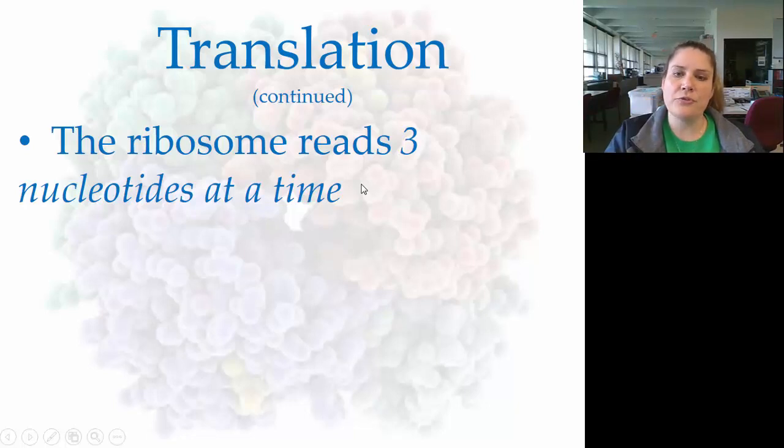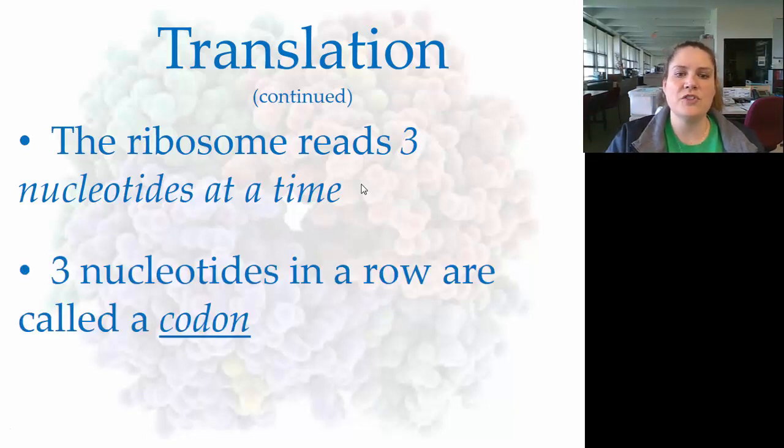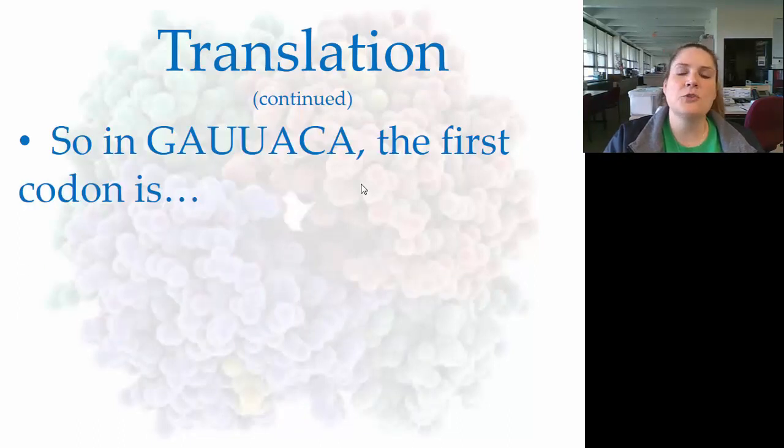The ribosome is going to read 3 nucleotides at a time, and those 3 nucleotides in a row are called a codon. So if we're looking at that mRNA molecule that we made a minute ago, GAU, UACA, what's the first codon going to be? Good, GAU.